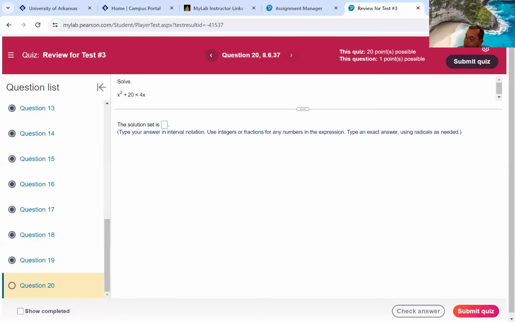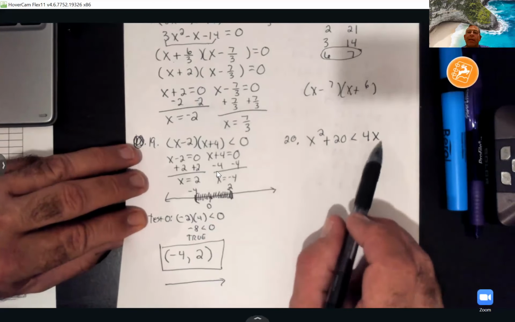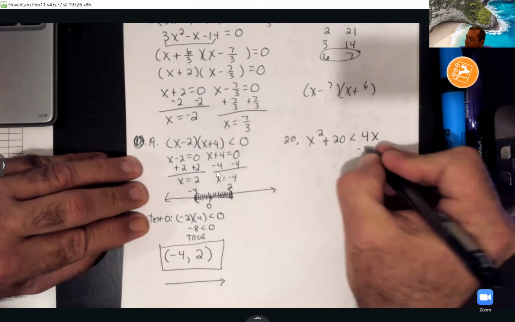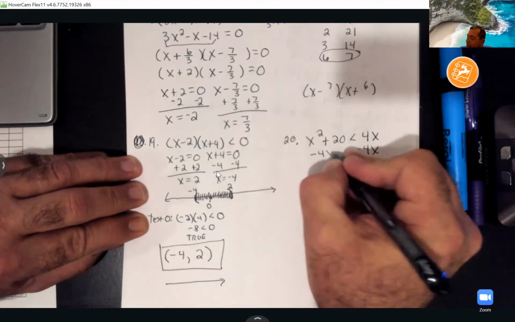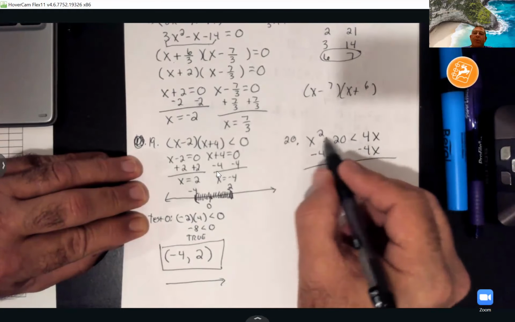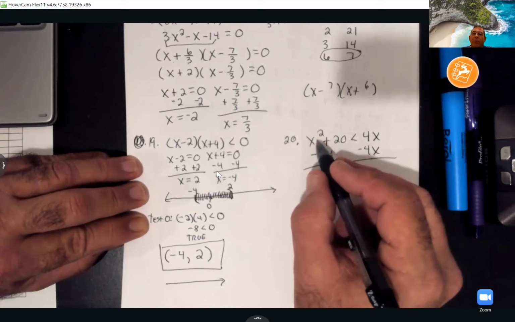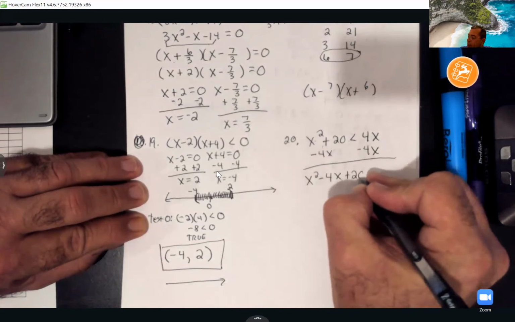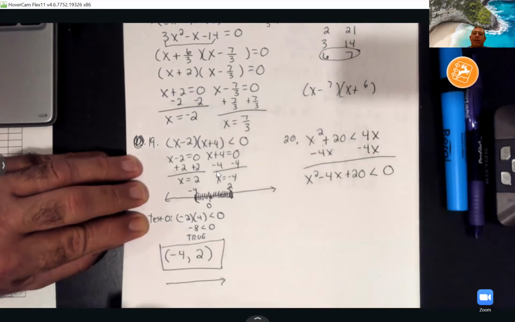All right, let me see what 20 has got here. 20 has x squared plus 20 less than 4x. All right, so let's work this one. We need a 0 on the right side. So you would have to what? Subtract that 4x from both sides. I'm just throwing it in the middle because none of these are like terms. So I'm just going to bring down my x squared and then my -4x and then plus 20. All that's going to be less than 0.